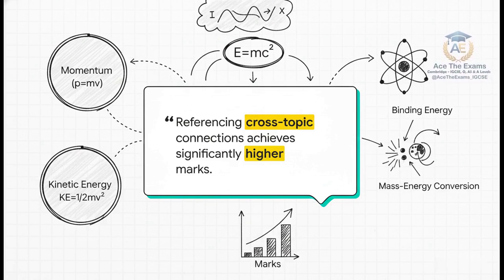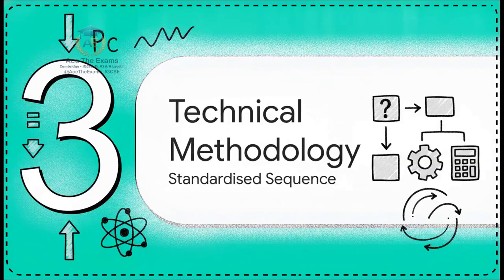Suddenly, your nuclear physics question is actually a conservation of momentum question, because the alpha particle and the daughter nucleus recoil. When you tie mass energy into momentum or kinetic theory, you signal to the examiner that you are a top-tier candidate. Now for Section 3, Technical Exam Methodology.